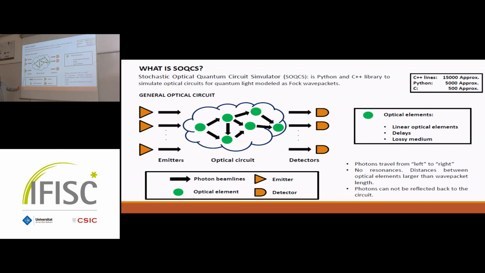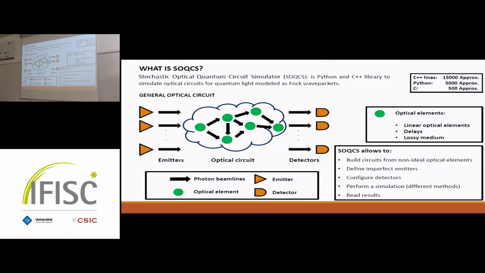In this sense, there are no resonances. I add this because I know there are people that come from quantum transport. That means that the distances between optical elements are larger than the wave-packet length. Therefore, a photon that is traveling through here will find first one optical element, which will perform a quantum transformation, then another, and this is sequential. Photons cannot be reflected back into the circuit. So a photon cannot arrive here, be reflected, and turn back. It's only from left to right, and different optical elements are applied sequentially.